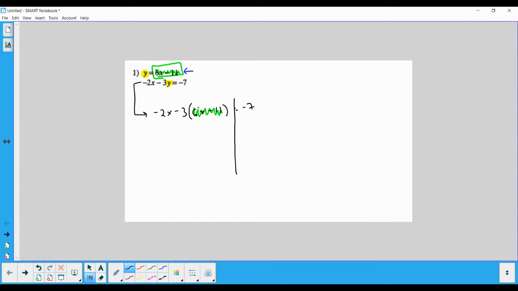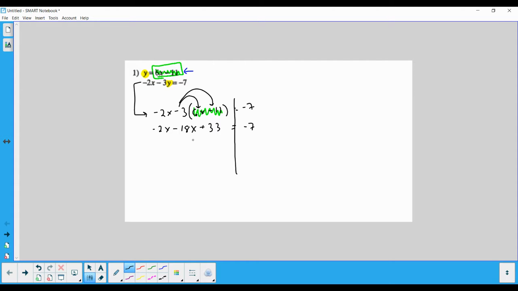So we draw our line, we go through our checklist. Do we have to distribute here? The answer is yes, we have to distribute -3. I say -3 because of the minus sign, to 6x and to -11. And so that's going to give me -2x minus 18x plus 33, right? -3 times -11 is a positive, so plus 33 equals -7.